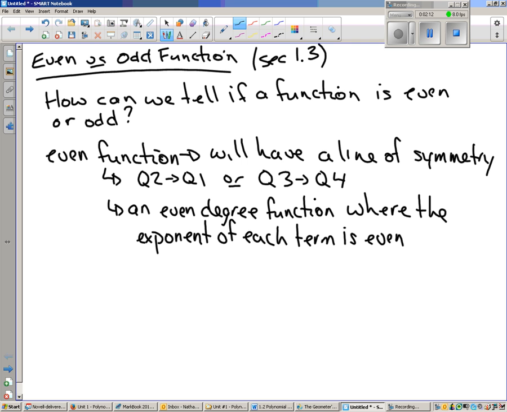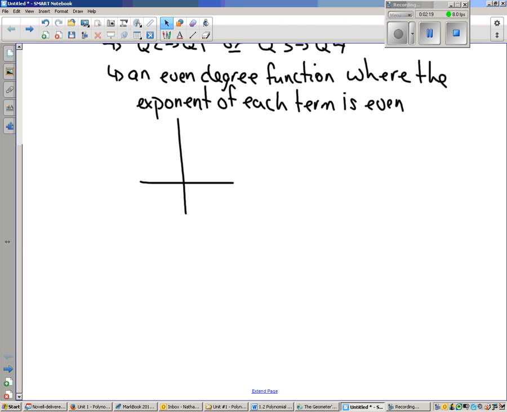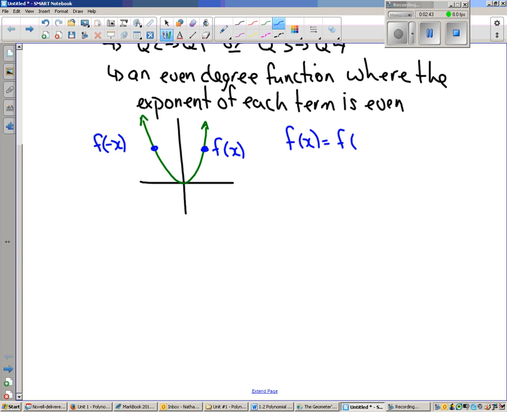If we're able to put a little sketch to that, it would look like our quadratic. A quadratic is one example, and what we'll say is this point f of x is going to have the same y value as the point f of negative x, and that's for all x in the domain.